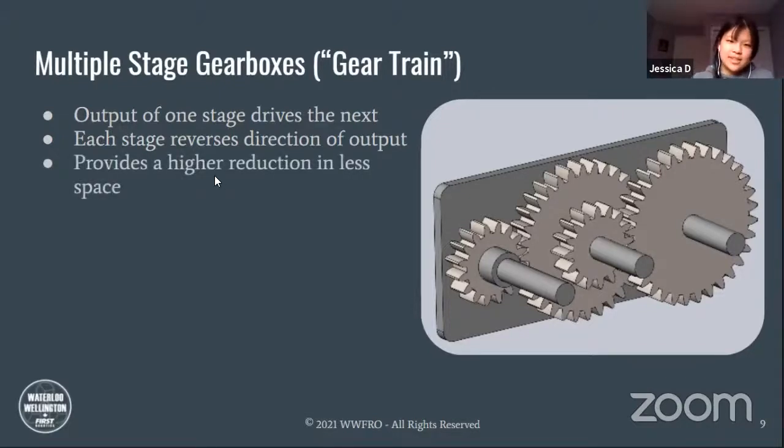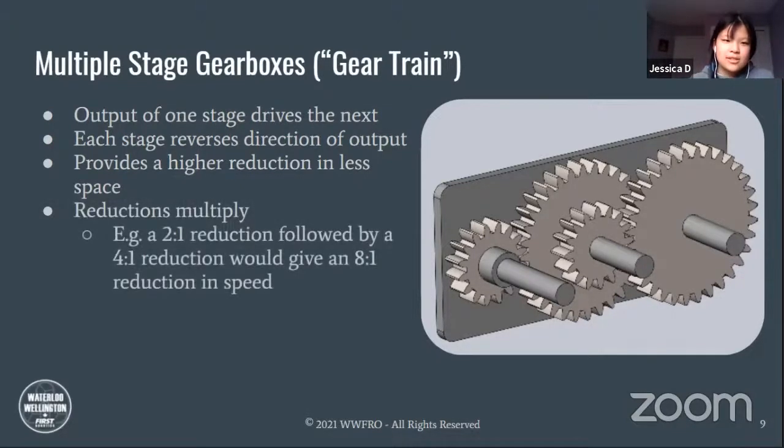This also provides a higher reduction in less space, and the reason for that is because reductions can multiply. So for example, if you had a 2-1 reduction on one stage followed by a 4-1 reduction on the second stage, then you can multiply those together to get an 8-1 reduction in speed. So 2 times 4 is 8, and 1 times 1 is 1.